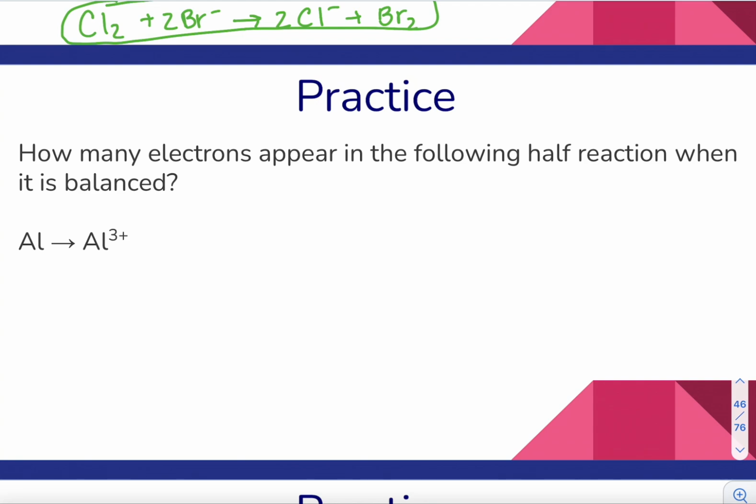All right. So here's a quick and easy one. Hopefully you can pause this one and do it on your own, because it's really just asking how many electrons need to be added here. Okay, and to make this work, we would need 3 electrons on the product side, because we have no charge here, 3 plus charge here. So when we add 3 electrons, we end up with no charge on both sides.